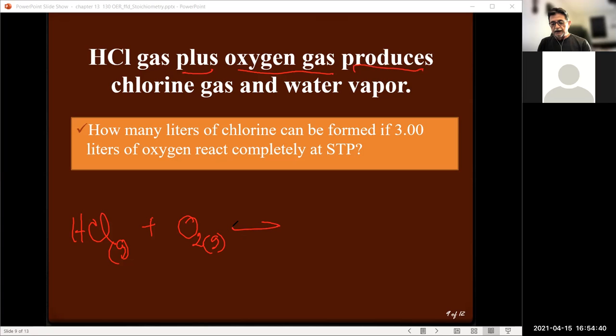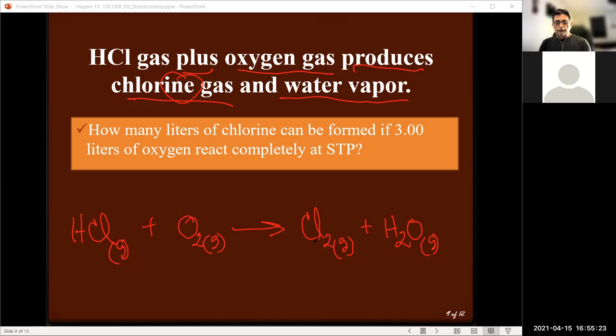Produces, tells me, the arrow. Okay, chlorine gas. Notice chlorine, not chloride, chlorine. So that's also one of the diatomic gases, Cl2 gas, and water vapor. Hopefully you know that water's formula is H2O. Vapor tells you that it also is a gas. Okay, so we got that. Now we got to balance it. We got the formula.